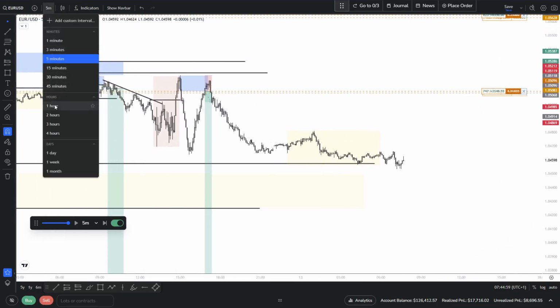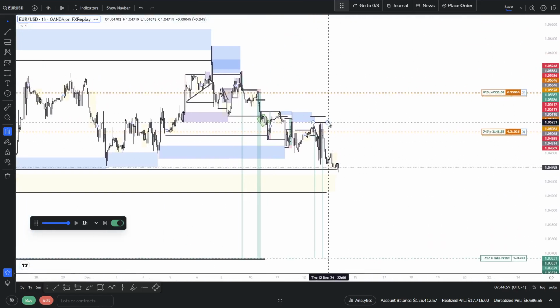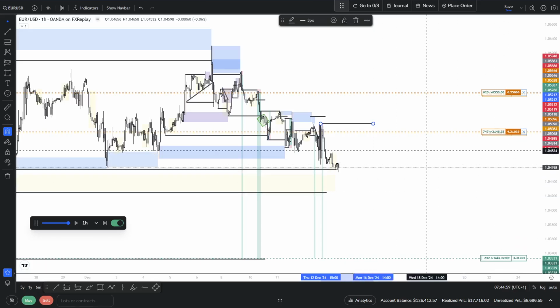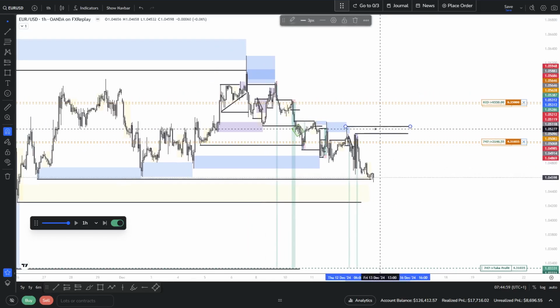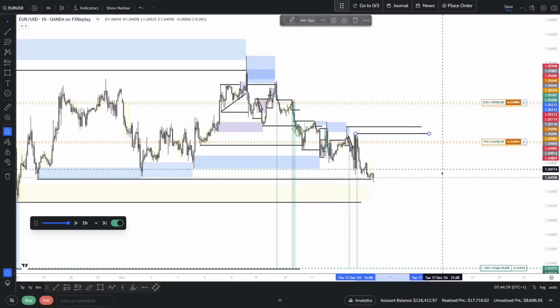Now again, going on H1. Let's see what we did on H1. Took out these quite high. This is what I expect to get taken out, right? This is what I expect to take it out, and then this high as well. So these two liquidity points that we drew earlier.